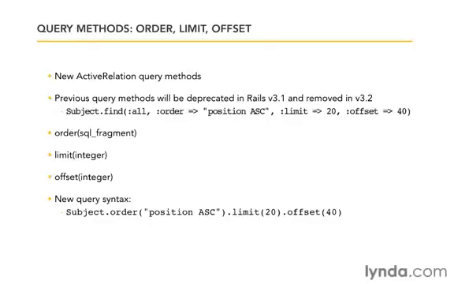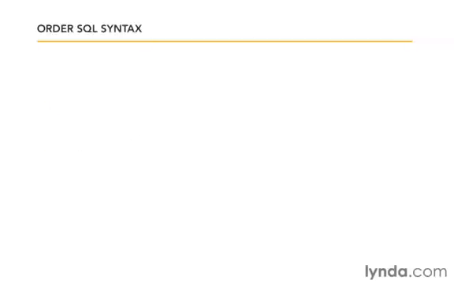That would give us the same results as the old query methods that you see there in the second bullet point. Now I think limit and offset are pretty self-explanatory. It's just a simple integer. How many records do we want is limit, and offset is how many records do we want to skip over before returning that set number of records. Order, though, I think deserves a little more explanation because it's going to use an SQL fragment. So let's talk a moment about the order SQL syntax and make sure that that's clear.